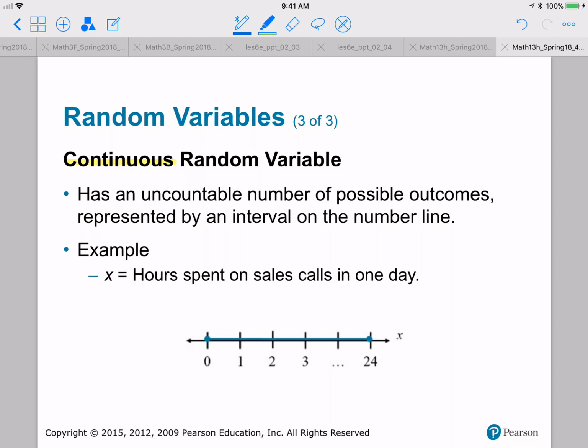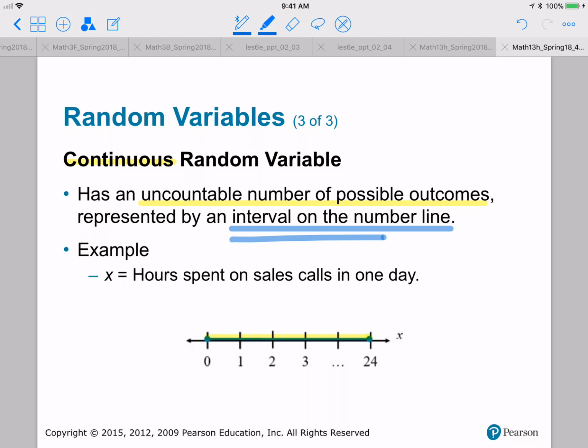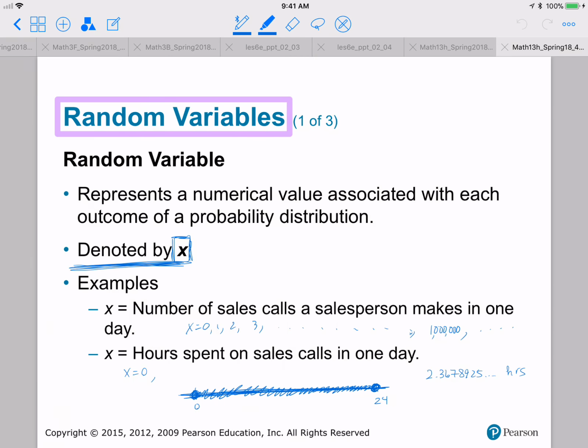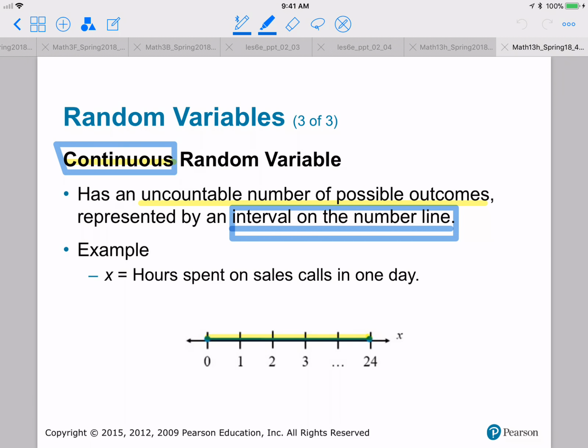On the other hand, for the hours that you spend on the phone, it could be any number in between 0 and 24, right? So if you have an uncountable number of possible outcomes, and this is the key, it's represented by an interval on the number line, then we're talking about a continuous random variable. Okay. All right, so we've got our two different types of random variables. In general, we've got our random variable, and we can classify random variables as either discrete or continuous.